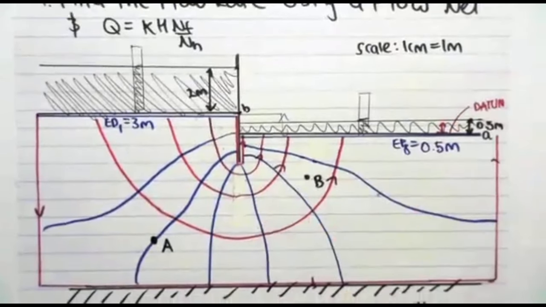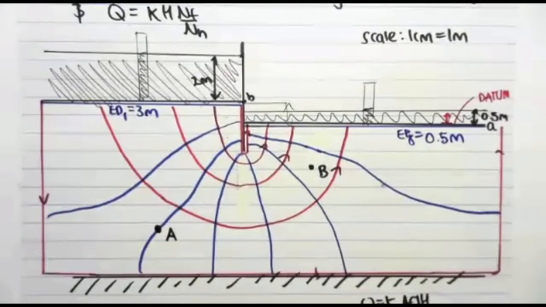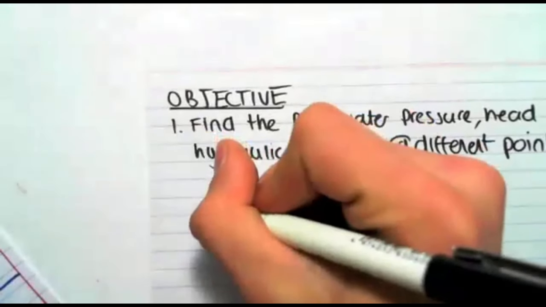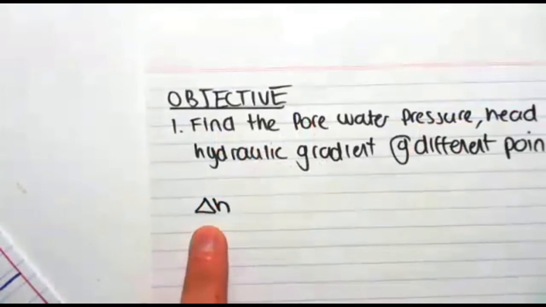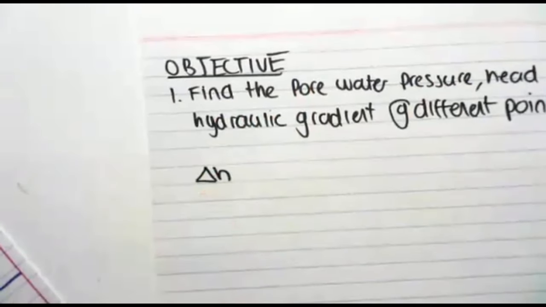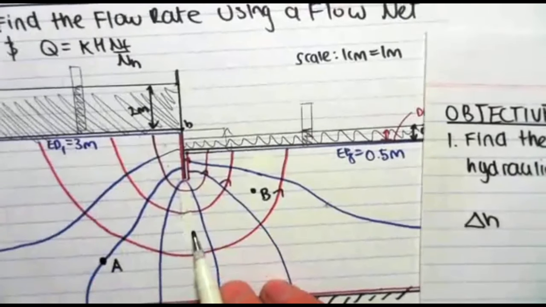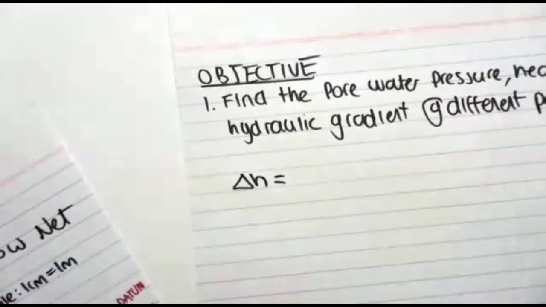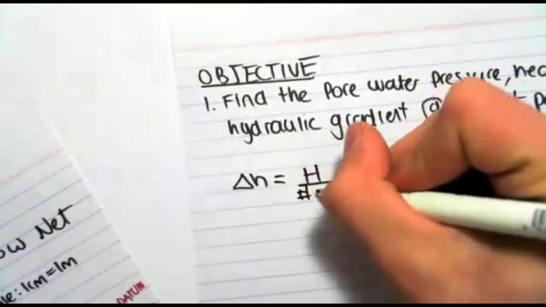So now we're going to find the head value at each of these equipotential lines, and it's very easy. We're going to call this the change in head, Δh. This is what I was talking about before. This change in head is the change in head from EP to EP, and that's going to be uniform and consistent for every drop. So the change in head from one equipotential line to another is the total head difference over the number of EP drops.